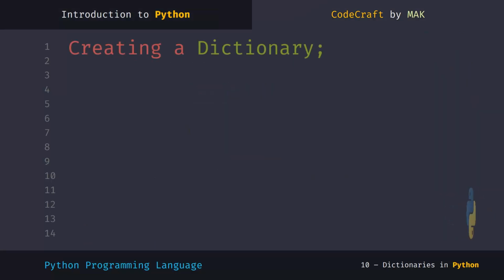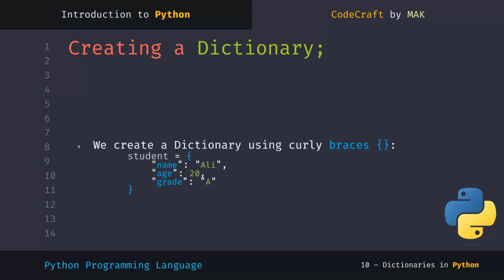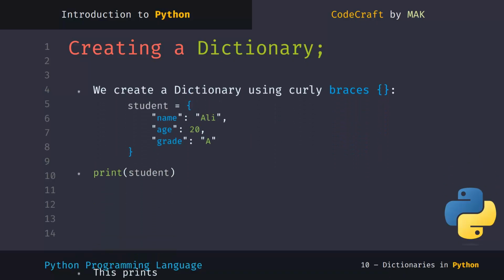We create a dictionary using curly braces. For example, student is equal to curly braces name Ali, age 20, grade A. Print student. This will print the dictionary in this format.